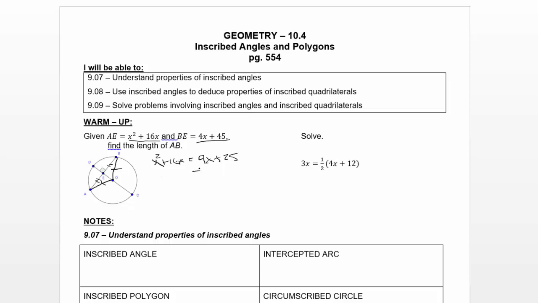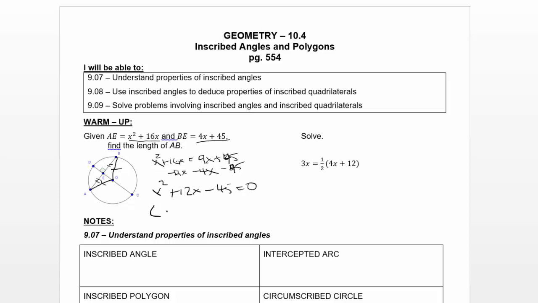I'm going to get one side equal to 0, and I'd like the x squared term to be positive. So I'm going to subtract 4x from both sides, and subtract 45 from both sides. I don't know why I wrote 25. And you get x squared plus 12x minus 45 is equal to 0.